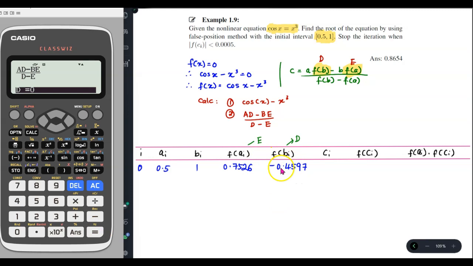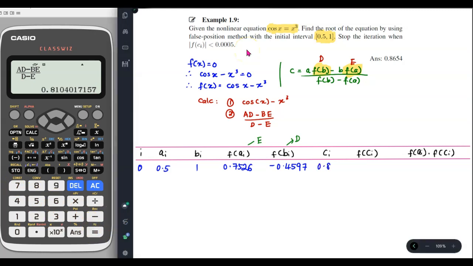So look at the table. And D equals negative 0.4597. And then B is 1, and E is 0.7526. Okay, so that's our C. So C is 0.8104.